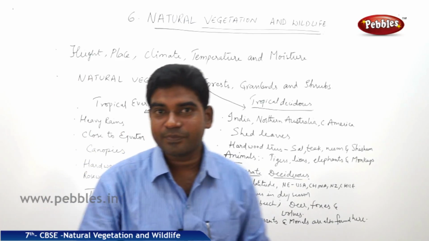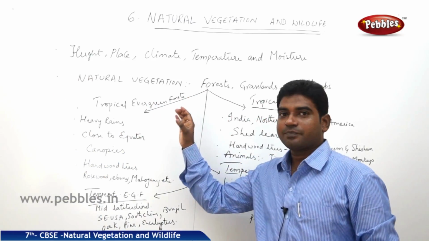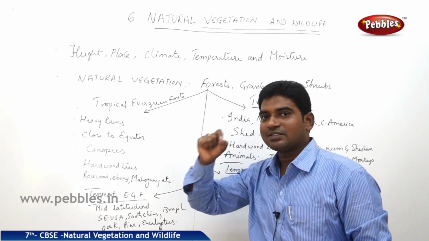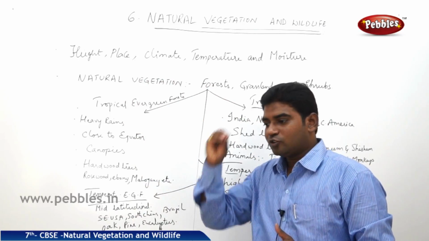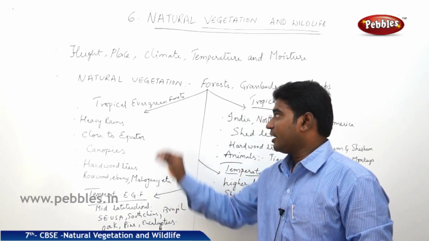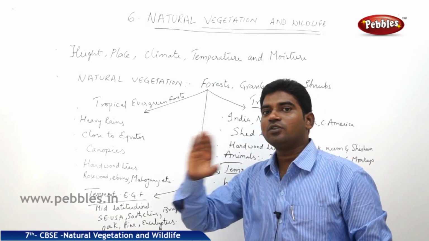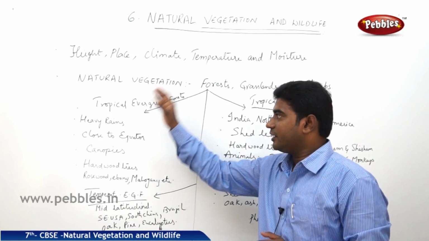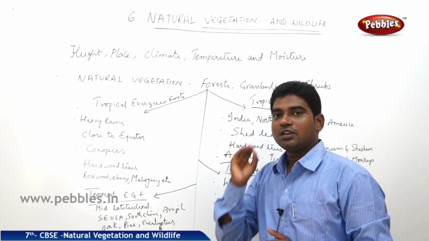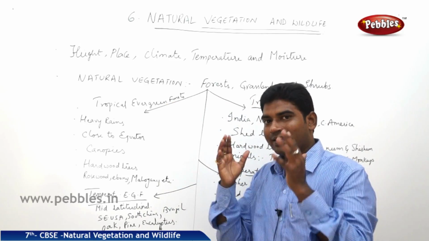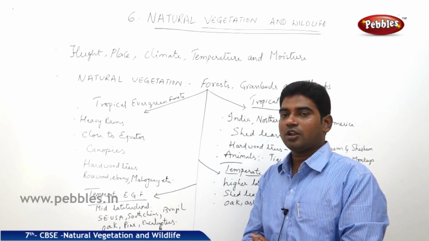Coming to the first one, tropical evergreen forest. As the name suggests, tropical, it is present in the tropical region. It is located near the tropics. Evergreen, the trees in this forest will never shed their leaves. That's why the name has been kept rightly as tropical evergreen forest. Where are these forests found? Why are the trees not shedding their leaves at all?